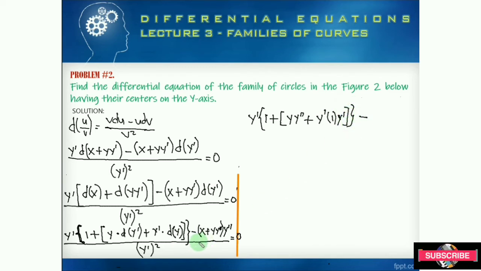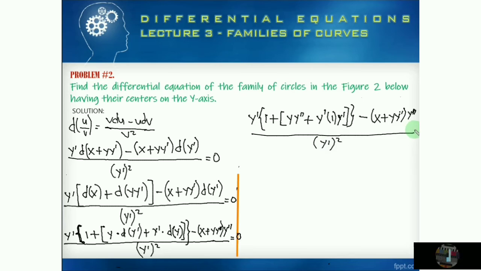And we have now this minus this x plus y, I think this is y prime, y prime, and then we have this y double prime. So this is y double prime all over this y prime squared, which is equal now to 0.